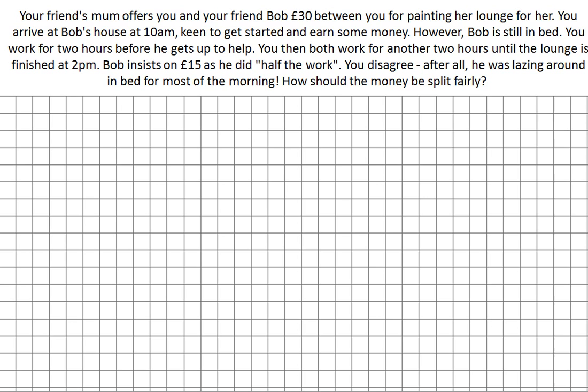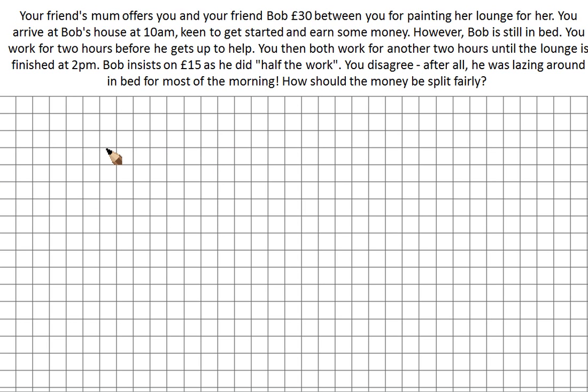However, Bob's still in bed. You work for 2 hours before he gets up to help. You then both work for another 2 hours until the lounge is finished at 2 PM. Bob insists on £15 as he did half the work. You disagree. After all, he was lazing around in bed for most of the morning. So how are you going to split the money fairly?